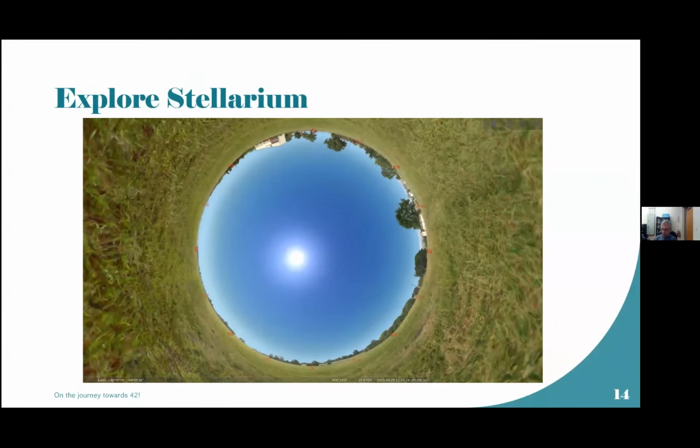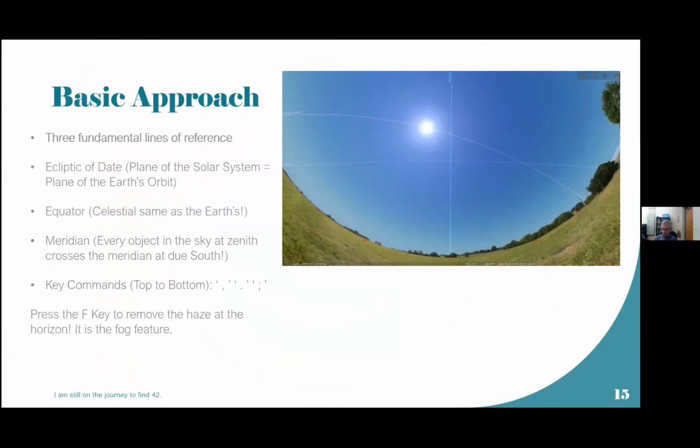Now, exploring Stellarium. The basic approach: the comma, the period, and the semicolon keys. Well, that will give you this one here. The comma will give you the ecliptic of date, which is the plane of the solar system. This is the equator with the period key. You can see right here where you have your spring, your vernal equinox. And then, of course, here's the meridian, which is the semicolon key.